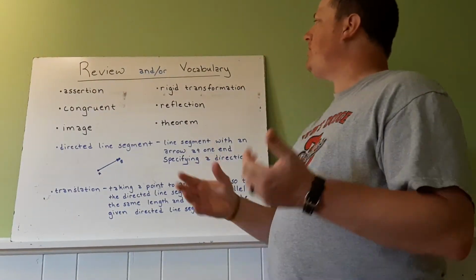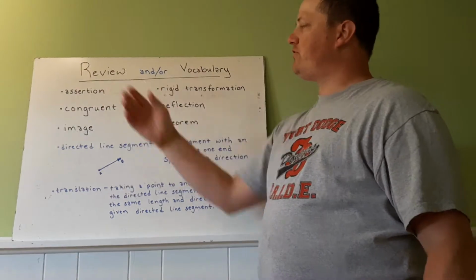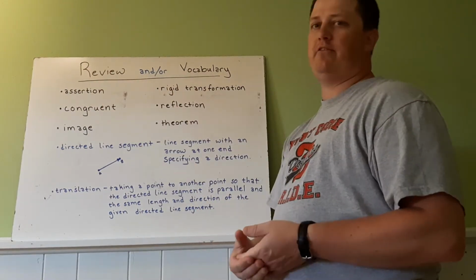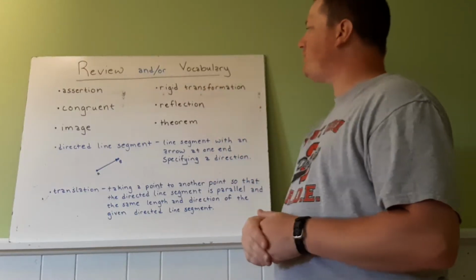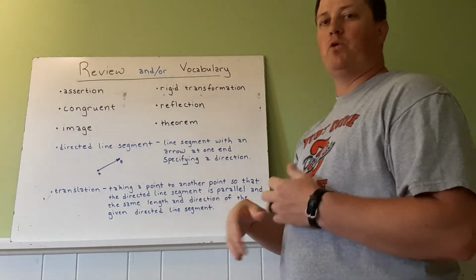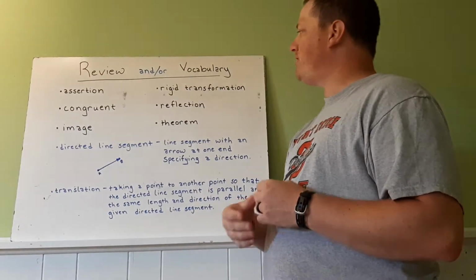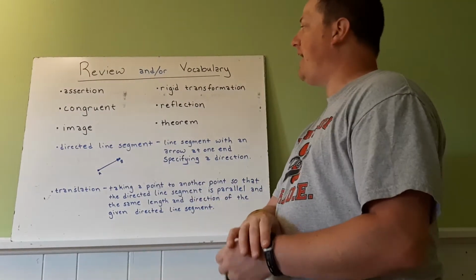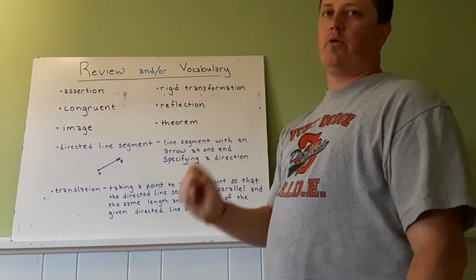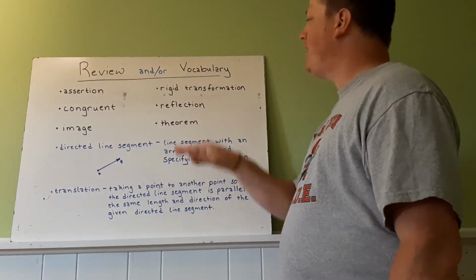All right, so review and vocabulary. Assertion, remember, is just a statement that has yet to be proven true. Rigid transformation is the moving in some way of a shape to another location, but does not change the size of the shape. It keeps it congruent, which is equal, the same.